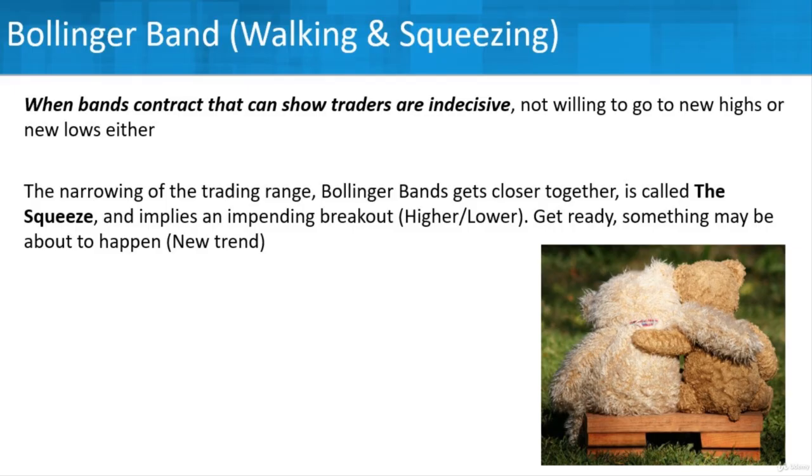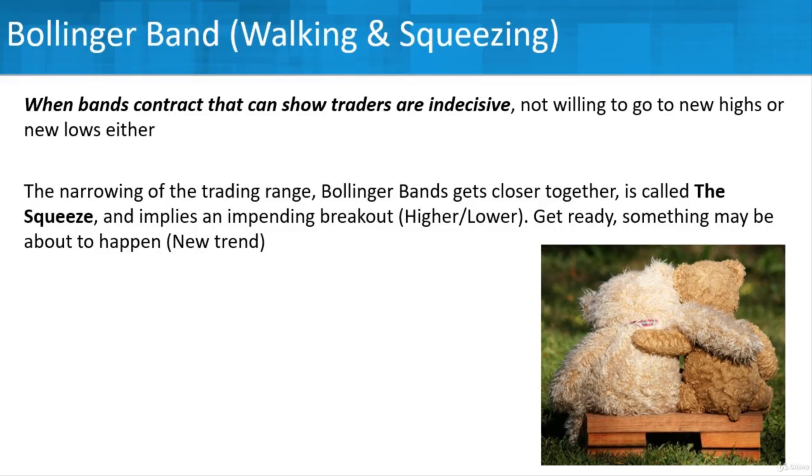The narrowing of the trading range, the Bollinger Bands get closer together. That high and that low get closer together to the middle, and that's called the squeeze and implies an impending breakout. It's either going to go higher or lower at some point here, but something's happening. So get ready. Something may happen. Hopefully something good will happen, which would be a new established trend. And if it can start walking up a band, or walking down a band, that's a continuation of the trend. The squeeze is kind of telling us that something is going to be changing.